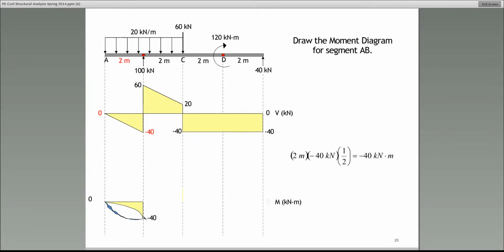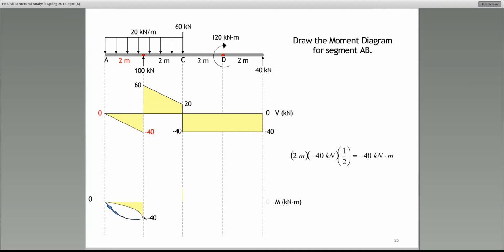The slope of the moment diagram at any point is equal to the intensity of the shear at that same point. I'll repeat. The slope of the moment diagram at any point is equal to the intensity of the shear at that same point. All right? Now tell me, what is the intensity of the shear?